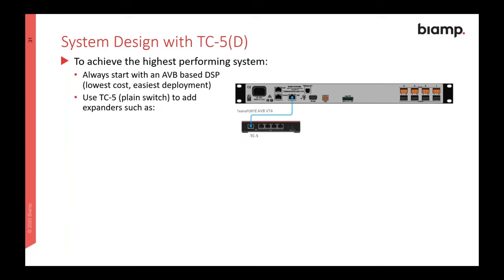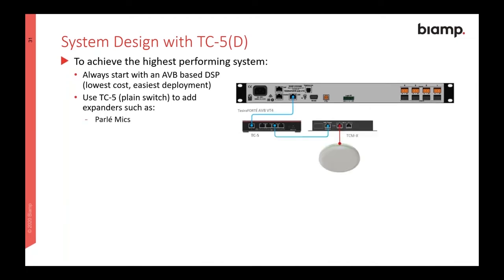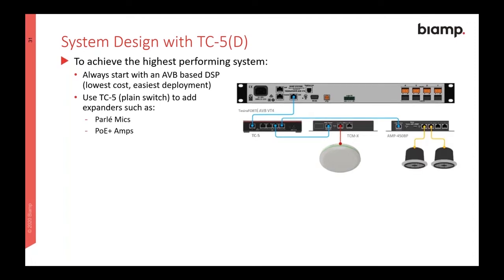When you want to use the TC5D or TC5 as simply a plain switch, you can just plug in expanders of various kinds: microphones, a PoE amp, XUBT. Any AVB expander can be connected to the TC5. In this mode, it's pretty much passive. All of the work is happening between the expanders and the DSP. The TC5 really doesn't have much of a role here except routing traffic.